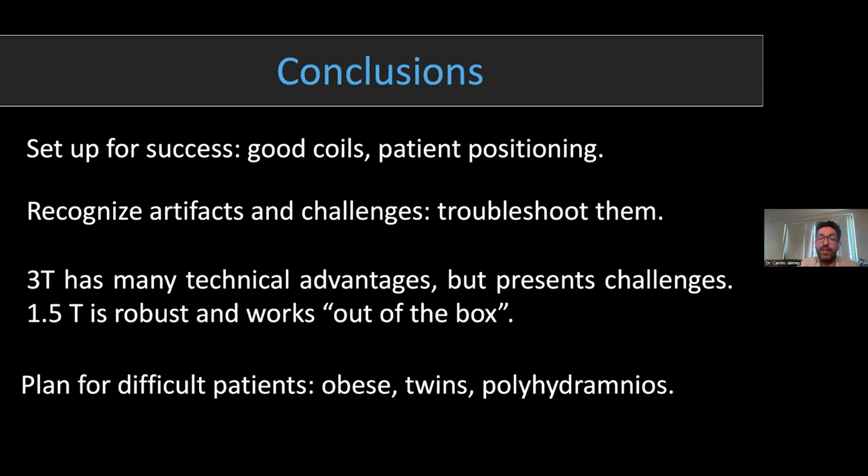So 1.5T is frequently a very robust option that sort of works out of the box without having to scratch your head too much. And in that space, you should plan for technically difficult patients. So patients with a large fatty habitus, those with multiple pregnancies, or those with polyhydramnios are likely to give a headache regardless of your field strength, but particularly at 3T.